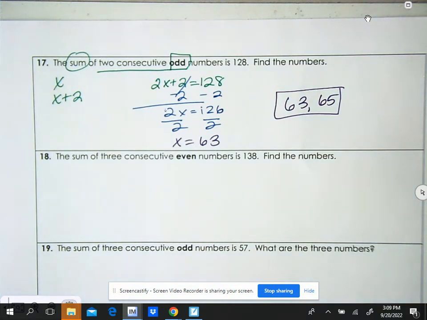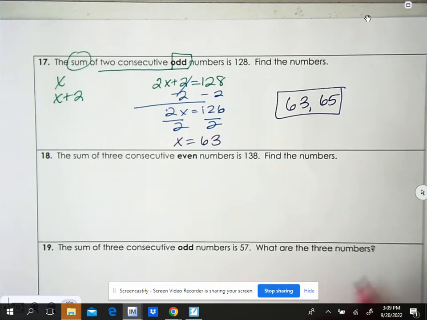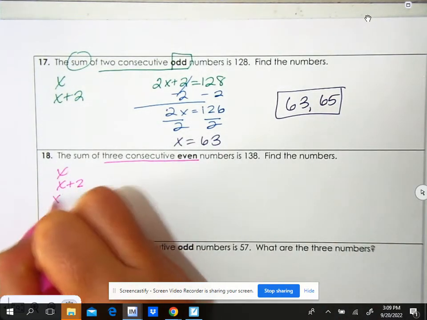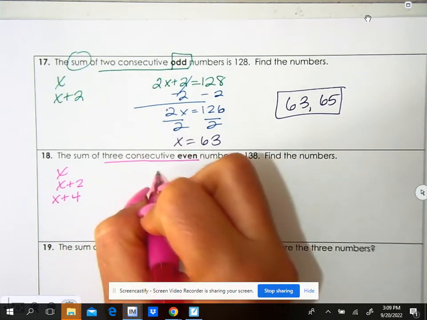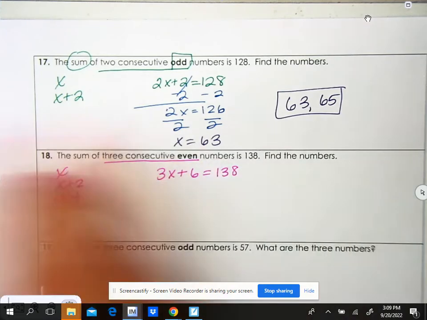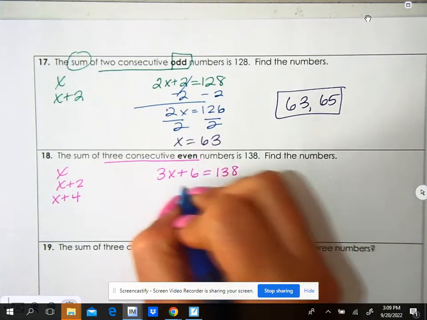All right, so the next three, 18, 19, and 20, are doing the sum of 3. So that's fine. We're just going to have a third symbol. So 3 consecutive even is going to be x, x plus 2, and x plus 4. Add those together is 3x this time, plus 6 equals 138.